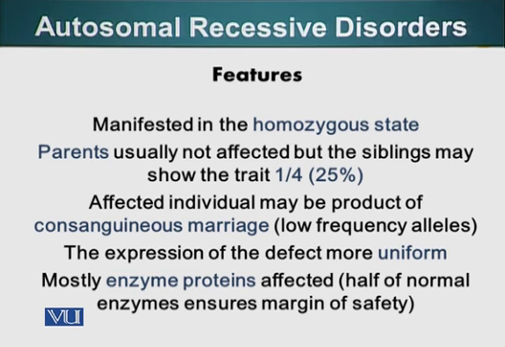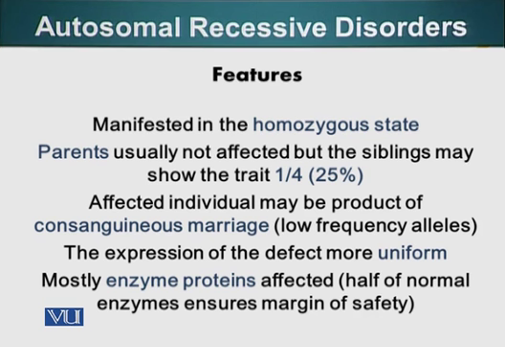Expression of the defect is more uniform. Autosomal recessive disorders don't have reduced penetrance or variable expressivity. Most of the time, the autosomal recessive disorders result from mutation or change in genes coding for enzymes. The reason is we have two copies of the gene, a paternal copy and a maternal copy. So if one of those copies is mutated or is a defected allele, it is okay because the normal copy will compensate for the defective copy.